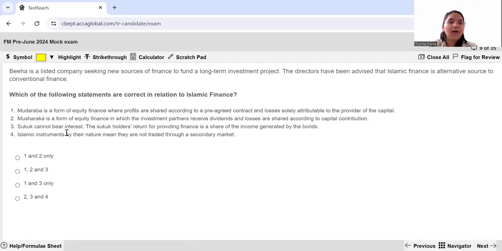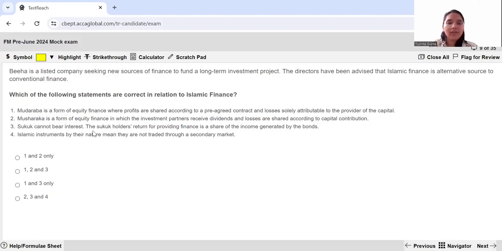Let's move to Musharaka. Musharaka is a form of equity finance in which investment partners receive dividends and losses are shared according to capital contribution. This is not correct. Basically, Islamic instruments will never pay you dividend. They only share profits. There's no dividend, there's no interest, only profit sharing. So statement 2 is incorrect.